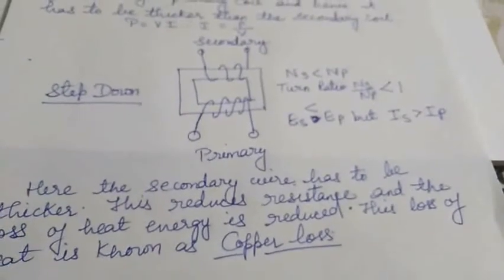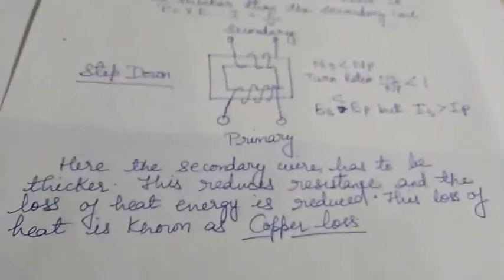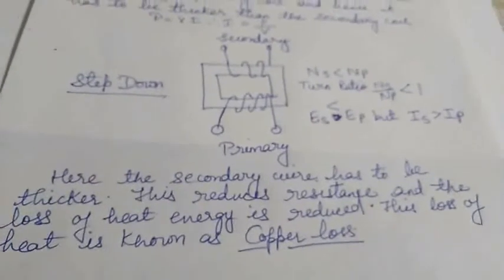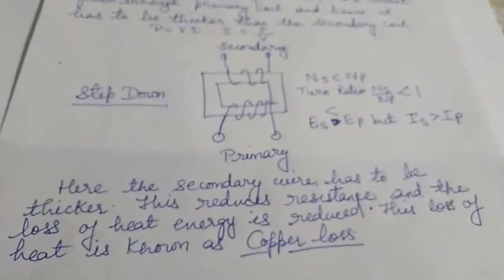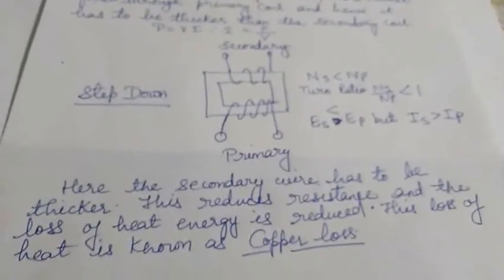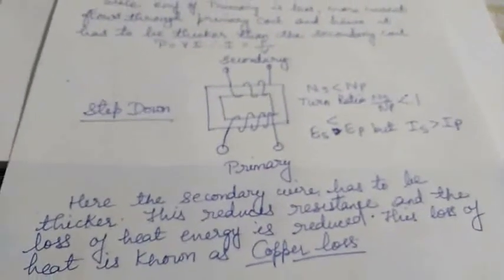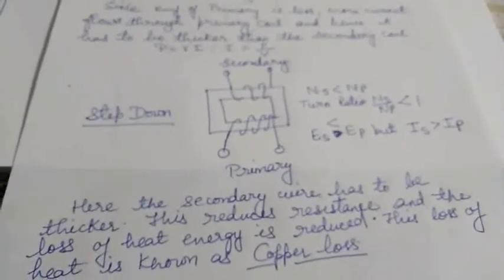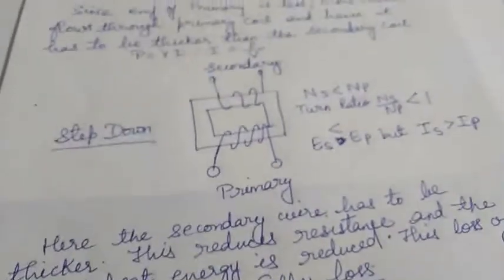You know that area and resistance are inversely proportional. Don't forget the things we have already studied. And the loss of heat energy is also reduced because of this. Loss of heat is known as copper loss. So copper loss कम हो जाता है. Heat energy lost is reduced. So this is the step down.